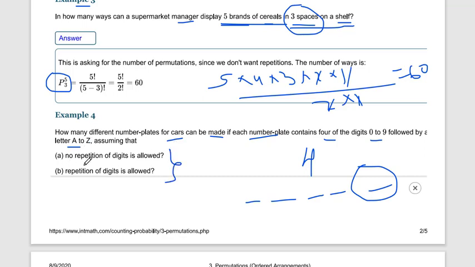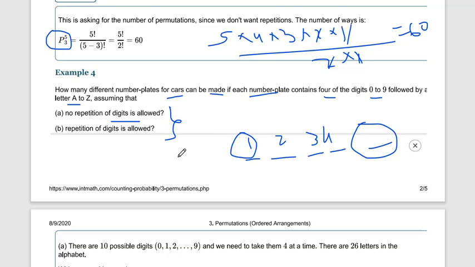A is: no repetition of digits is allowed. If I use 1 for the first space, then I cannot choose 1 again. I have to choose other than 1, just like 1, 3, 5, 6. No repetition is allowed. And B: if repetition is allowed, then how many number plates can be made? We have to calculate both of these.